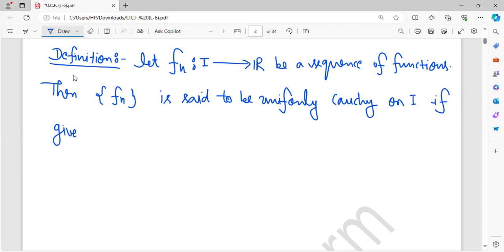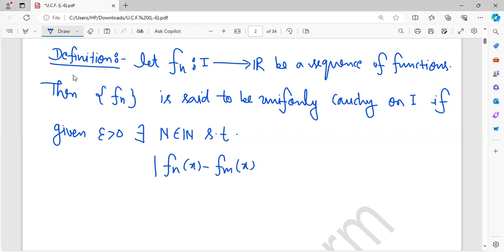given epsilon greater than 0, there exists capital N belongs to N such that |Fn(x) minus Fm(x)| less than epsilon for all n and m greater than or equal to capital N and x belongs to I.